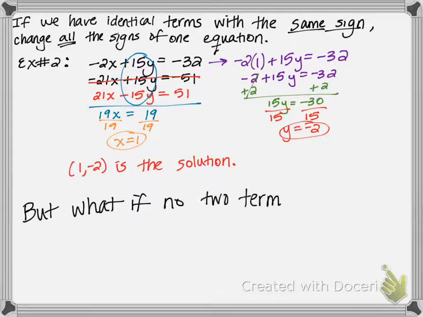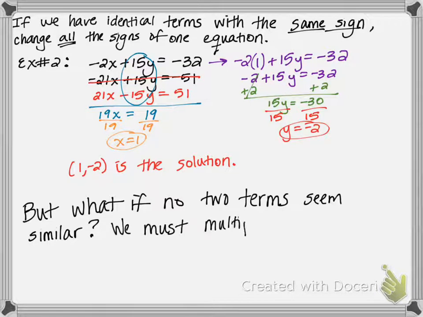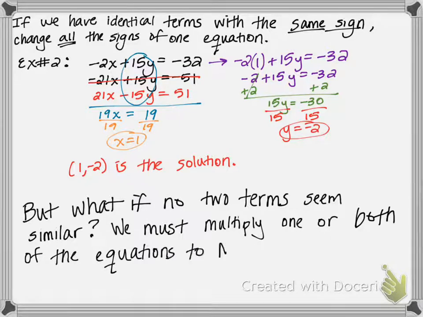But what if no two terms even seem similar? What if they don't even have the same number up front? Well, we must multiply one or even both of the equations to make them that way. We want them to be similar. So how can we make them that way?